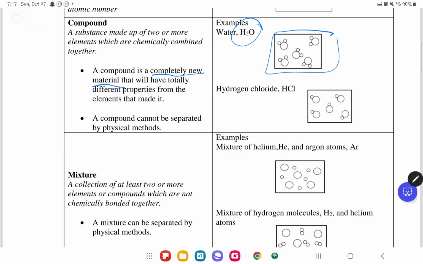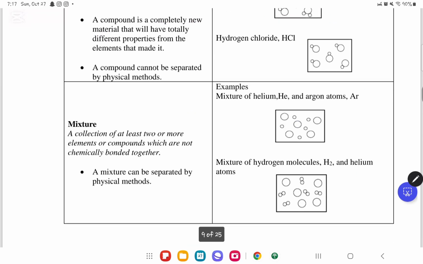So this just proves that a compound is a completely new material that will have totally different properties from the elements that made it. Now, a compound cannot be separated by physical means. So, for example, water. If you add heat, this is a physical method, it will not break into H2 and O2. You'll have to do something called electrolysis, and you will separate the H2O into H2 and O. Same thing goes for HCl.